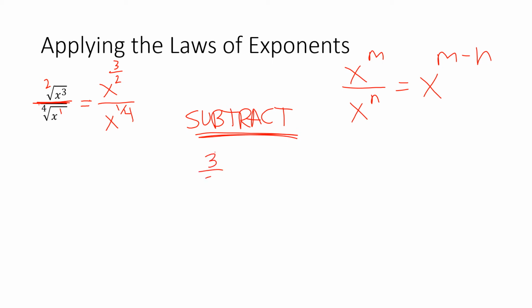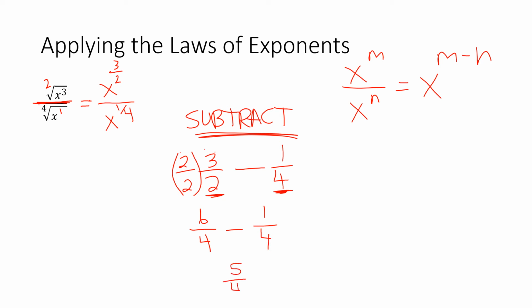So 3/2 minus 1/4. You can use a calculator for this step, or we can very quickly get a common denominator. The 2, I need to multiply by something so that I could end up with a 4. So all I really need to do is multiply by a 2. So up top, 2 times 3 would be 6/4 minus 1/4 equals 5/4. So my answer would be x to the 5/4 power, or I can put it back into a radical, which would be the 4th root of x to the 5th power.